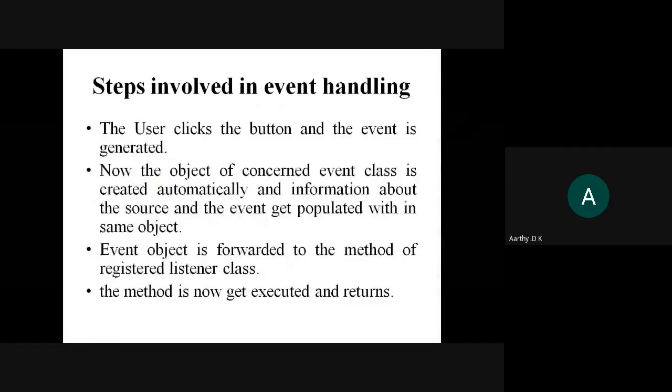Next, these are the general steps involved in any kind of event handling. The first is that the event happens, that is, you change the state of the object. Second, when the object changes, you have to create an object for that particular event. That we will see in the programming aspect. The object for the concerned event class is automatically created and informed to the listener. Now the listener will have methods that it implements such that the event is handled. Those things are done by the listener.